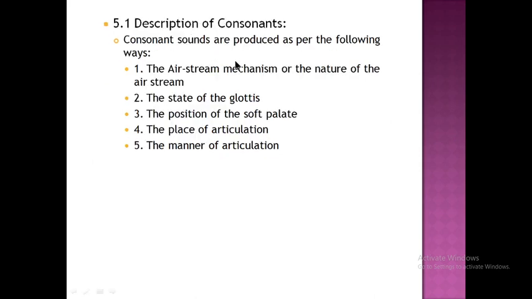Now the description of consonants. Consonant sounds are produced in the following ways. We are going through the different procedures which give us consonant sounds. These processes are five. The first one is airstream mechanism. The second is the state of glottis. The third is the position of soft palate. The fourth is the place of articulation, and the fifth is the manner of articulation. These five different procedures are responsible for giving us the consonant sounds. One by one we will go through these all.